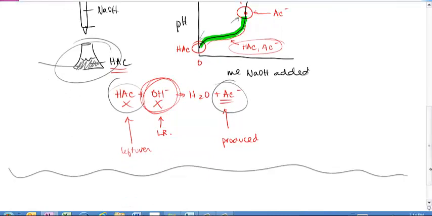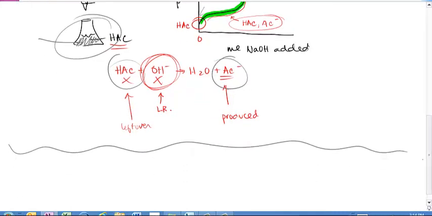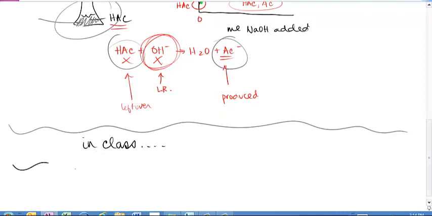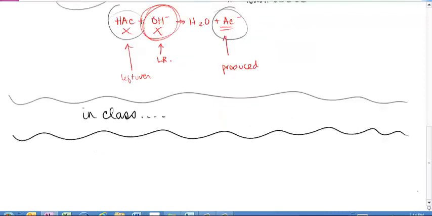First of all, buffers have a lot of important aspects to them, and in class we're going to talk about where buffers are important. For example, your body would be an important place. Buffers are important in trying to maintain a pH or a lack of a pH change. But let's talk about some mathematics of buffers and perhaps a shortcut.